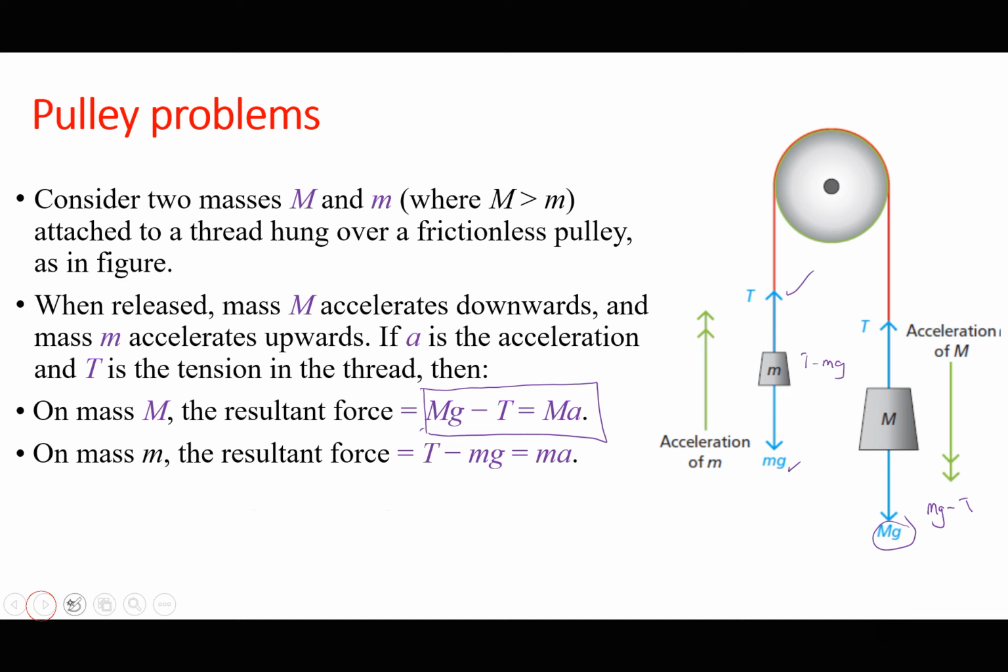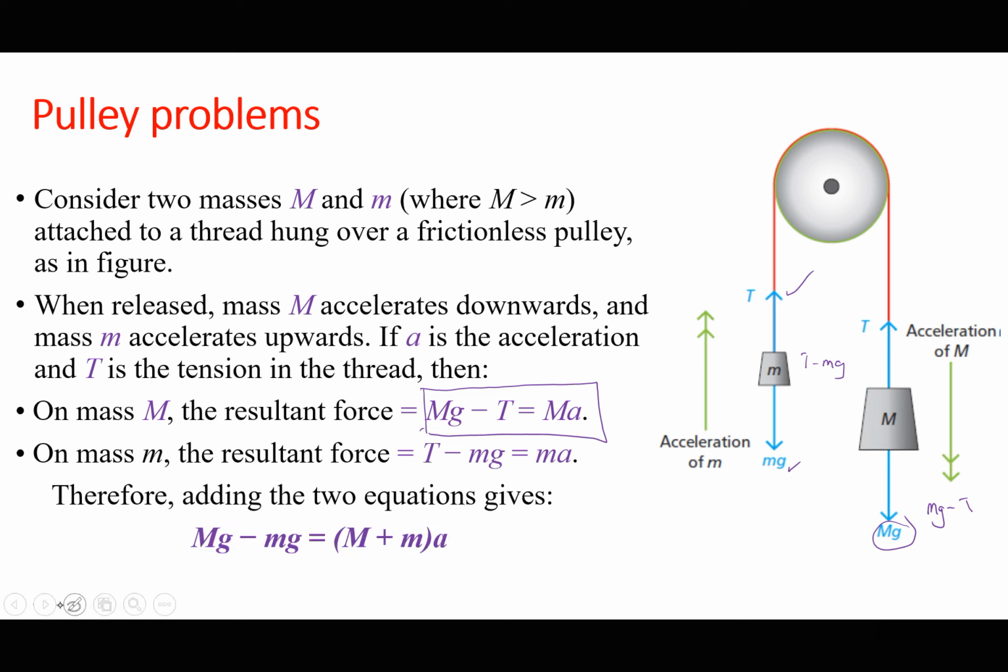If we add the two equations, Mg minus T equals Ma and T minus mg equals ma, T cancels out. You remain with capital Mg minus small mg equals capital Ma plus small ma. From this, we can find our acceleration. So for pulley problems, look at the large mass, find the resultant force. Remember, the acceleration on the other side is the same as the acceleration on this side because they are joined. So it is moving as a system.